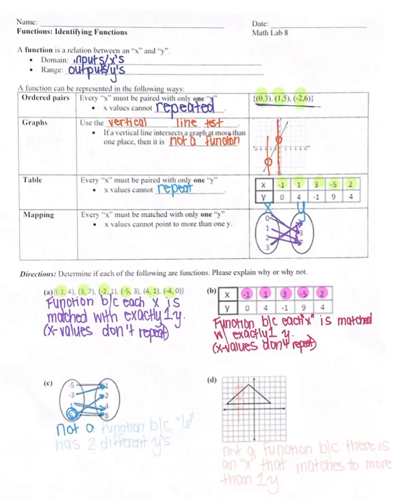So we say not a function because 6 has two different outputs, or two different y's, whatever way you remember.